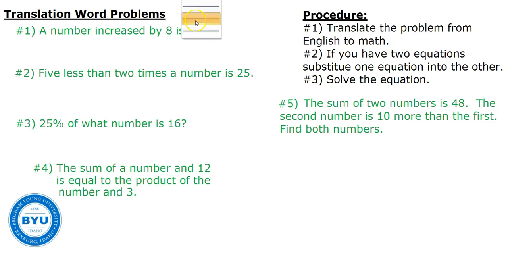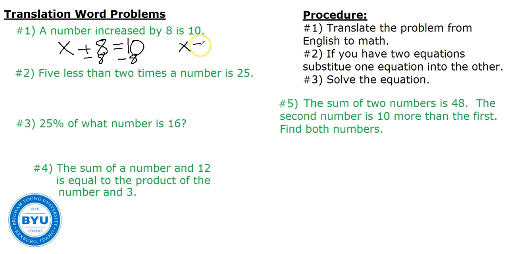Okay, here we go. Number 1 says a number increased by 8 is 10. So here we go. A number, that translates to x, increased by, that's a plus, 8 is means equals 10. So we just need to solve this. To solve for x, we're going to undo the plus 8, so minus 8 to both sides. And our answer comes out to be x equals 2. And that was an easy one.